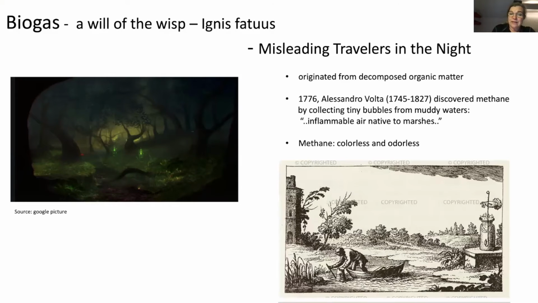Later on, they recognized that this originated from the decomposition of organic matter. And it was actually Alessandro Volta who discovered in 1776 that this is methane, which is inflammable. And he did it as you can see in the picture. He collected tiny bubbles from muddy waters, and then he transferred them, turned it, and inflamed it. And he called it inflammable air native to marshes.